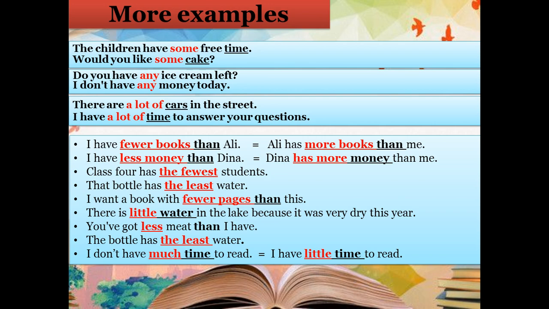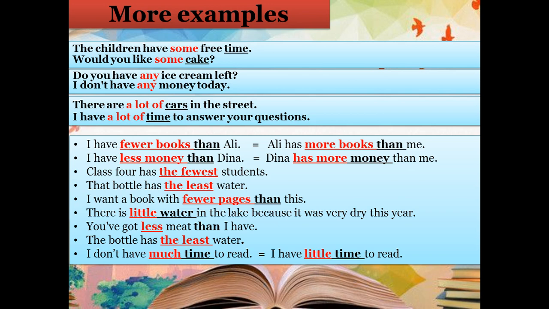As you see, we use the word any in the interrogative form and in the negative form of the sentence. And also we can use it for countable and uncountable words. There is a lot of cars in the street. I have a lot of time to answer your question. The words a lot of or lots of can be used in affirmative sentences for countable and uncountable.